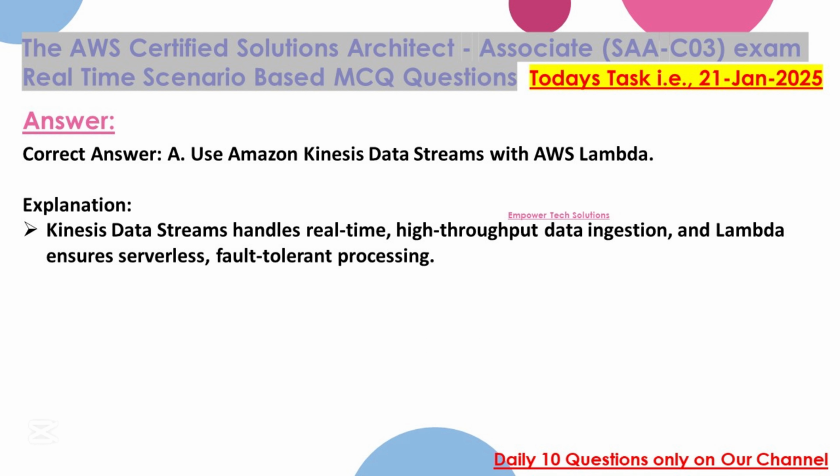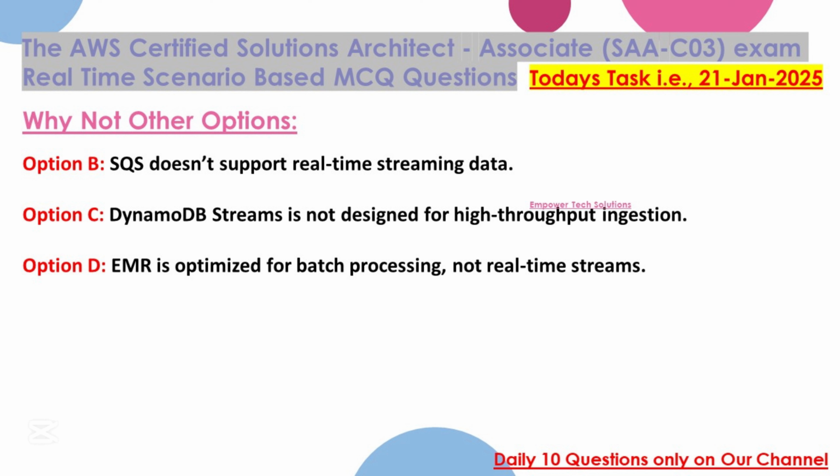Correct answer: A. Use Amazon Kinesis Data Streams with AWS Lambda. Explanation: Kinesis Data Streams handles real-time, high-throughput data ingestion, and Lambda ensures serverless, fault-tolerant processing. Why not other options? Option B. SQS doesn't support real-time streaming data. Option C. DynamoDB Streams is not designed for high-throughput ingestion. Option D. EMR is optimized for batch processing, not real-time streams.